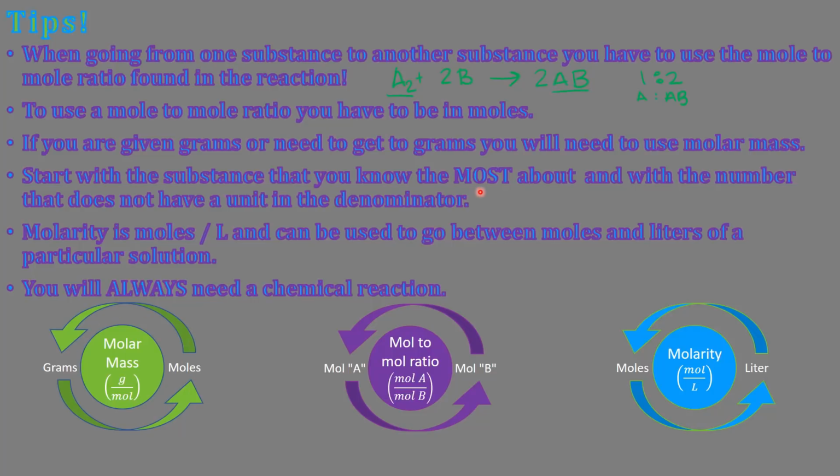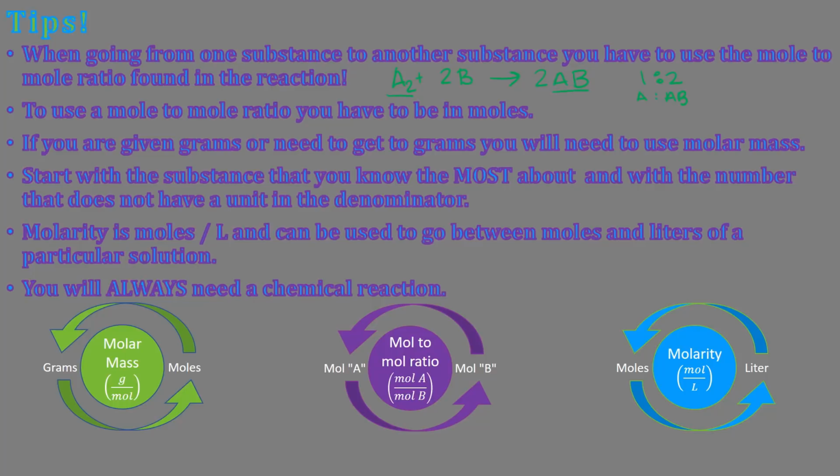All right, and we're always going to start with the substance that we know the very most about, with the number that does not have a unit in the denominator. Molarity can be used to go back and forth between moles and liters, and it has the unit liters in the bottom. And this middle one is a mole to mole ratio, so moles of A to moles of B, or moles of B to moles of A. So the mole to mole ratio from that reaction that I wrote up top would be 1 to 2: 1 mole of A to 2 moles of B. All right? Okay, so let's try some of these.